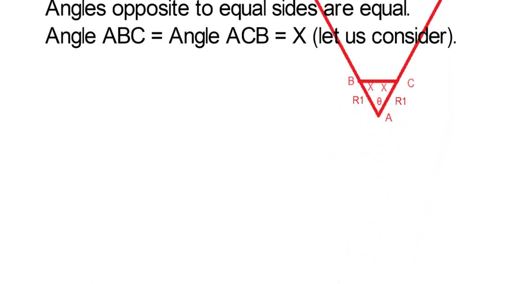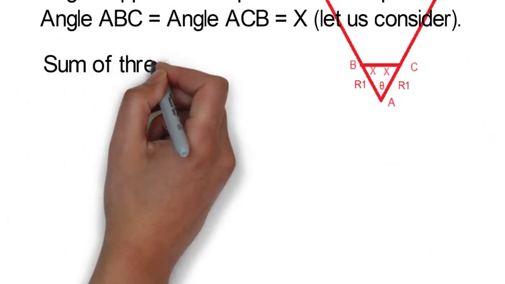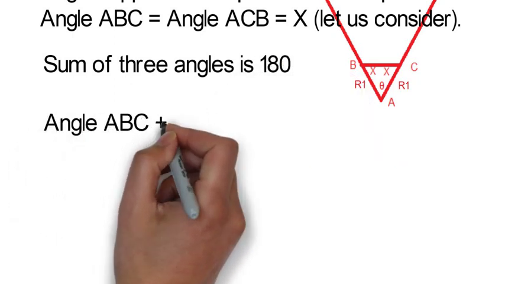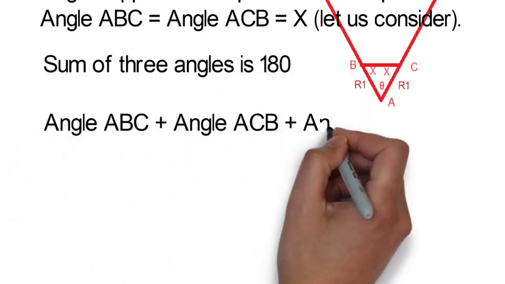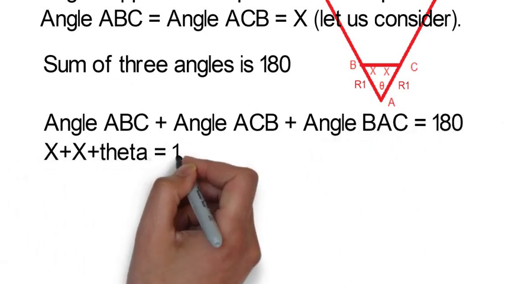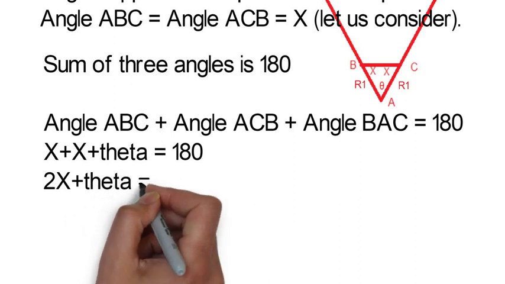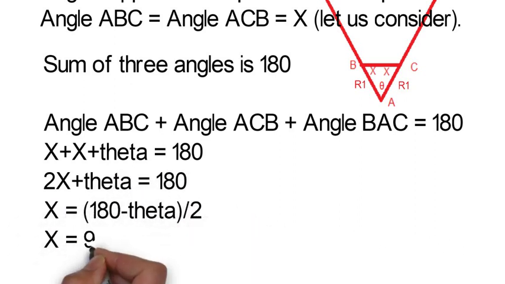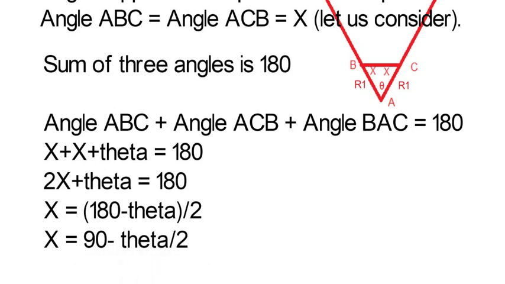Since the sum of internal angles of a triangle is 180 degrees, angle ABC plus angle ACB plus angle BAC equal to 180 degrees. x plus x plus theta equal to 180 degrees. 2x plus theta equal to 180 degrees. x is equal to, in brackets, 180 degrees minus theta, whole divided by 2. x is equal to 90 degrees minus theta by 2.